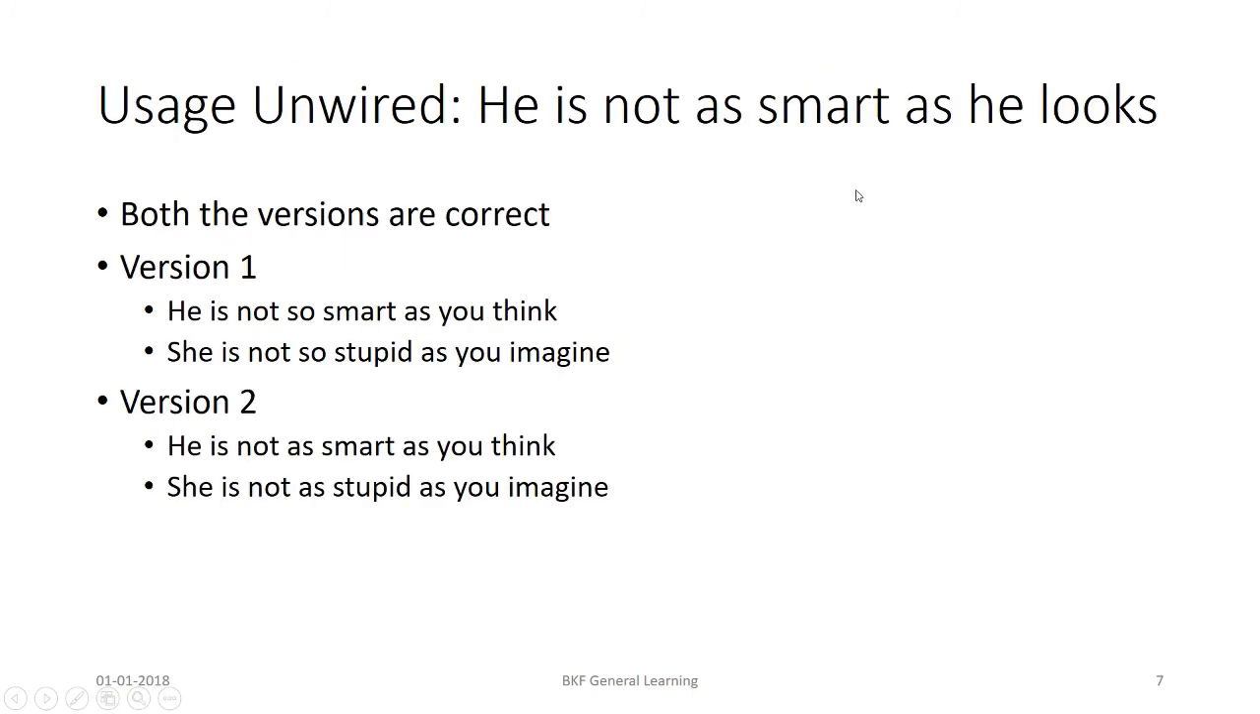Okay, usage. Which one is correct? He's not as smart as he looks, or he's not so smart as he looks. So in usage, both of these versions are correct. I can either say he's not so smart as you think, or I can say he's not as smart as you think. Similarly, she's not so stupid as you imagine, or she's not as stupid as you imagine.